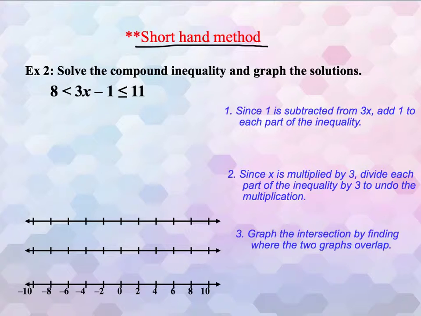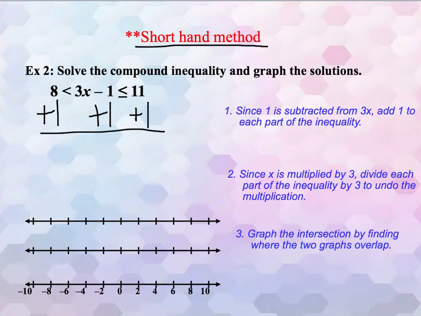So the shorthand method is actually, I don't need to split up the inequality into two. I just solve it as one, but I know that it's an and. And you'll see when we graph, you'll see the shopping cart graph. So we're just going to add 1 to the middle, to the right hand side, and to the left hand side. Right? This is the same idea as if we would have split it off into two equal inequalities.